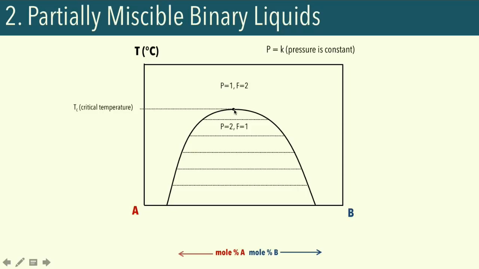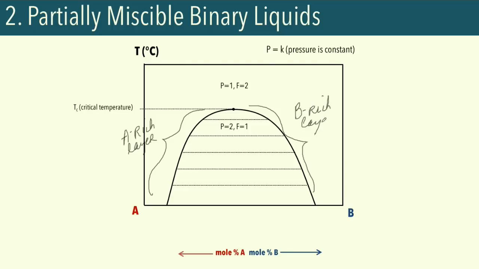This point here is called your critical temperature. This is kind of analogous to our plait point. The critical temperature represents the point at which the compositions of the A-rich and the B-rich layers become the same, and the interface between the layers starts to disappear. Overall, the left side of our critical temperature represents the compositions of our A-rich layers, and on the right side, you have the corresponding B-rich layer compositions.